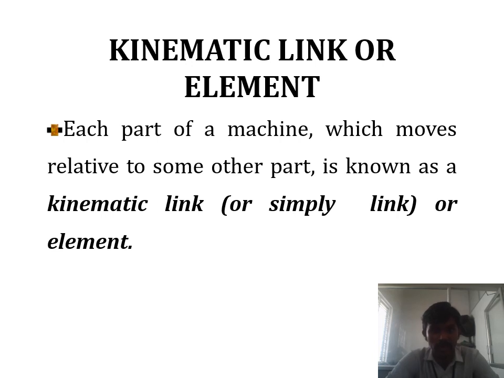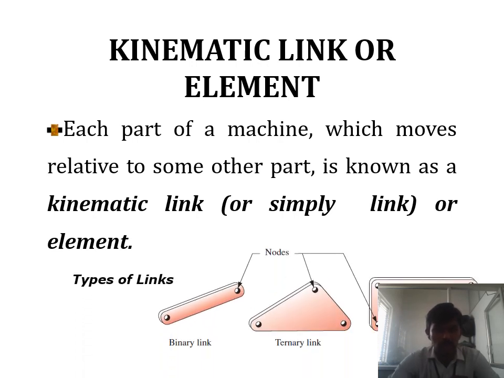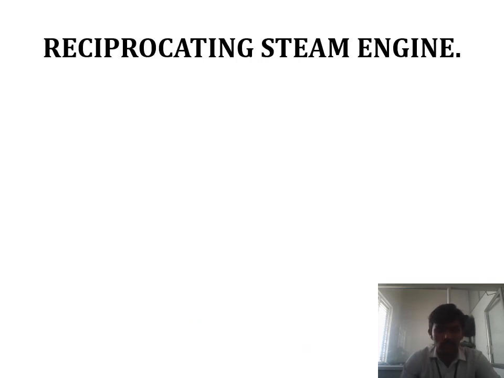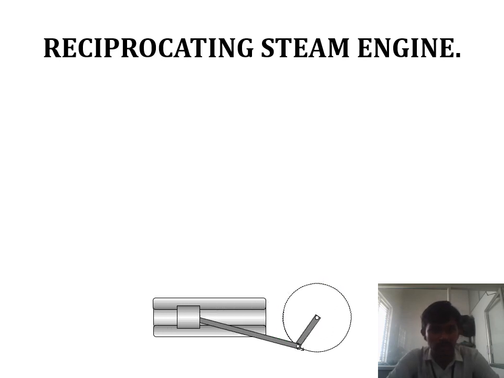Right. Next, kinematic link or kinematic element. What is a kinematic link? Each part of a machine consists of one link. So one link moves relative to some other part. That is what is meant by a kinematic link. There are three types of kinematic link: binary link, ternary link and quaternary link. A binary link consists of two nodes, a ternary link consists of three nodes and a quaternary link consists of four nodes.